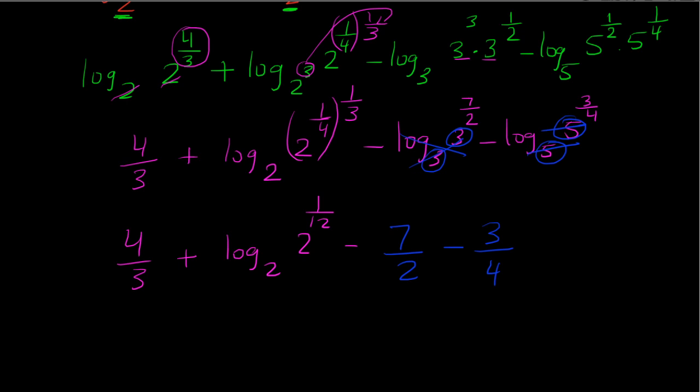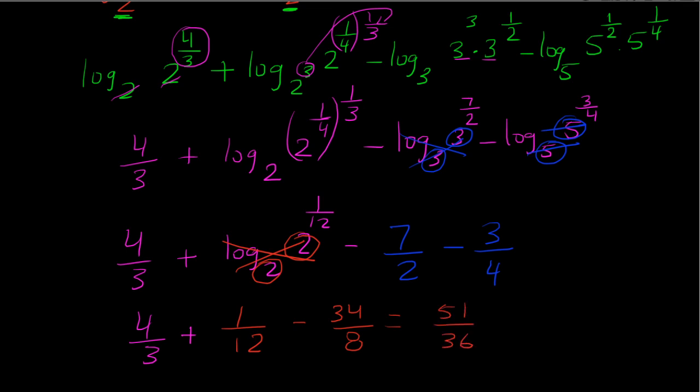So I'm going to have 4/3 plus, now I have 2 and 2, so the logs will cancel, and I'm going to be left with 1/12. Now I'm going to subtract negative 7/2 with 3/4. So I think that's negative 34/8. So let's see, 4/3 plus 1/12 is 51/36, minus 34/8.